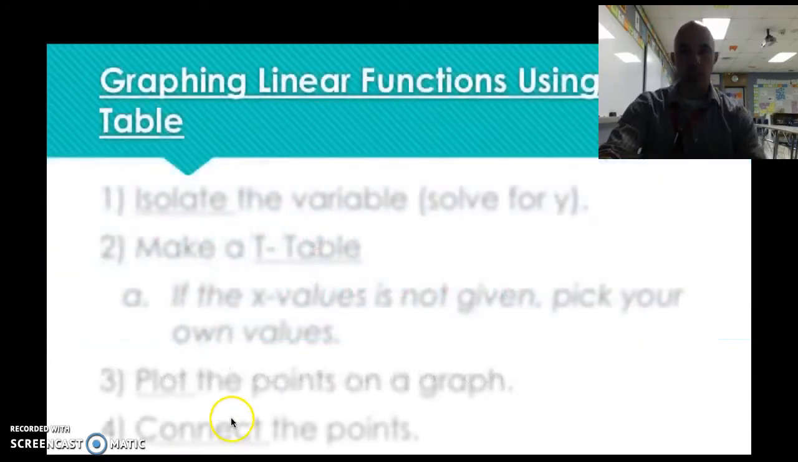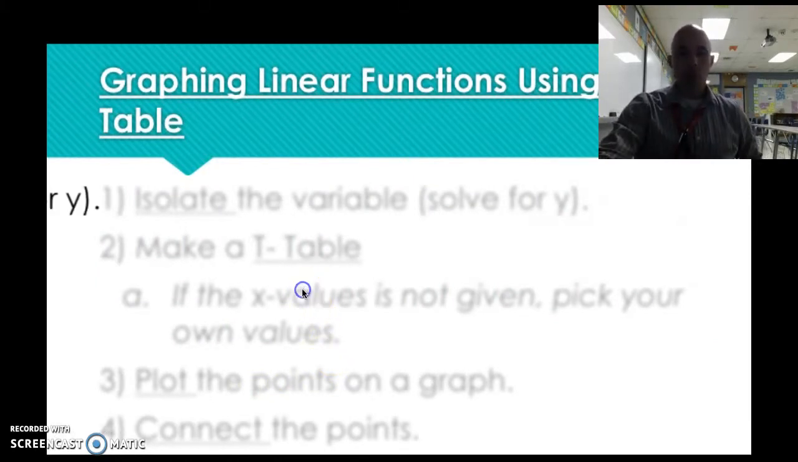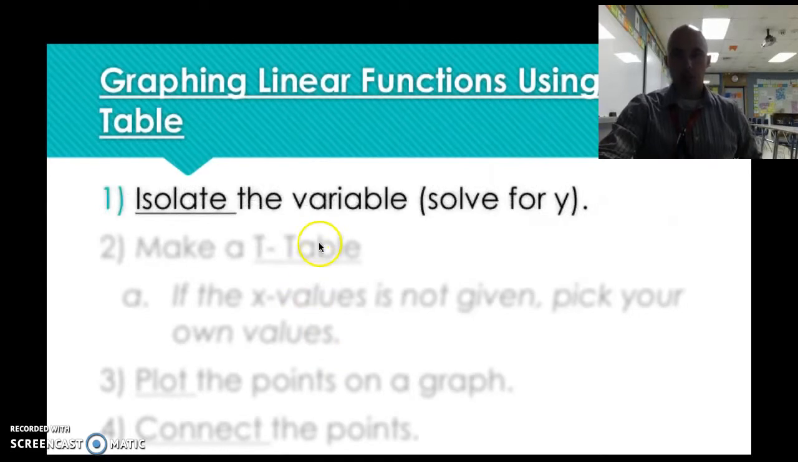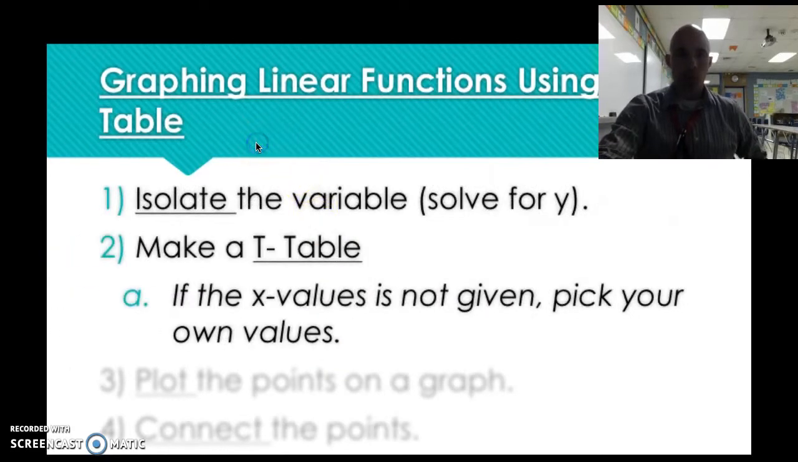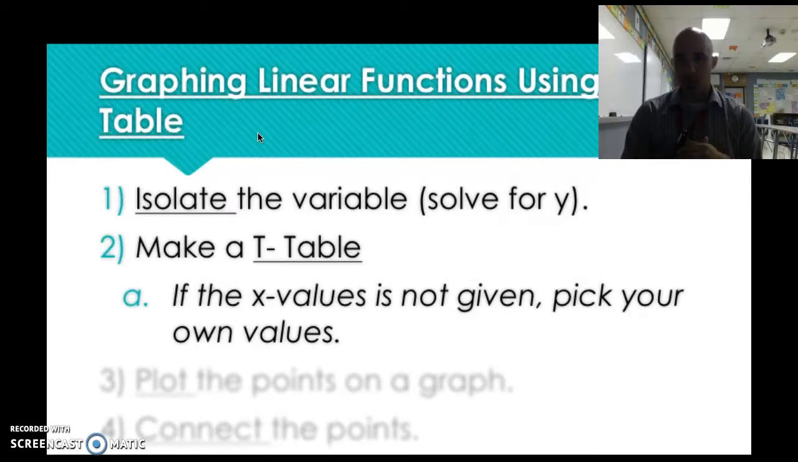Let's begin. Graphing a linear function using a table, there are 4 steps. Number 1, make sure you isolate the variable and solve for y. Number 2, make sure you make a table. If the x values are not given, you can pick any x value. Again, the easiest x values are -1, 0, and 1. Sometimes I add in -2 and 2.